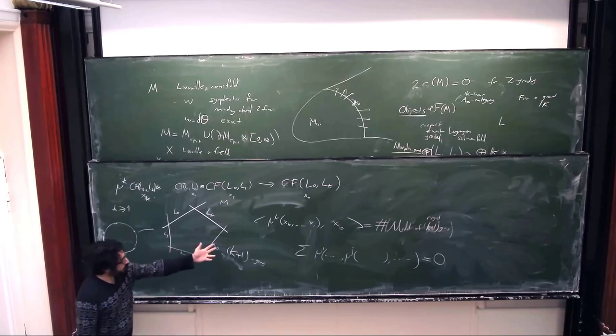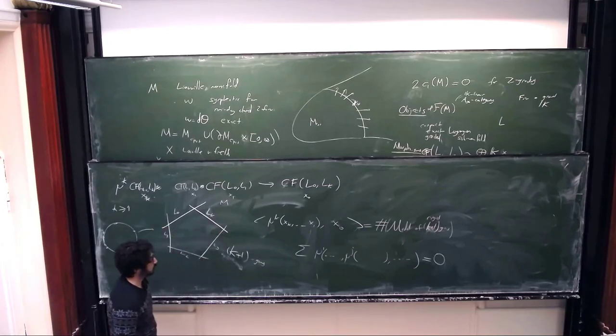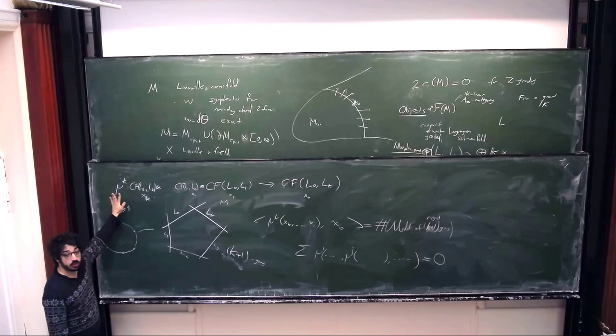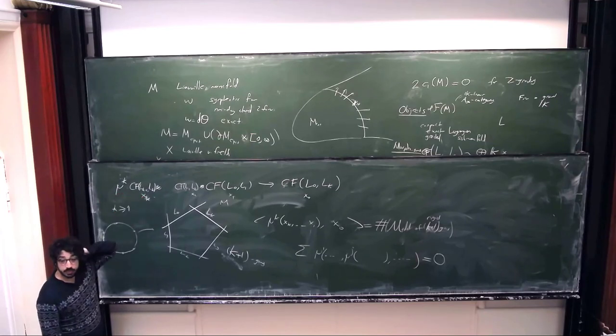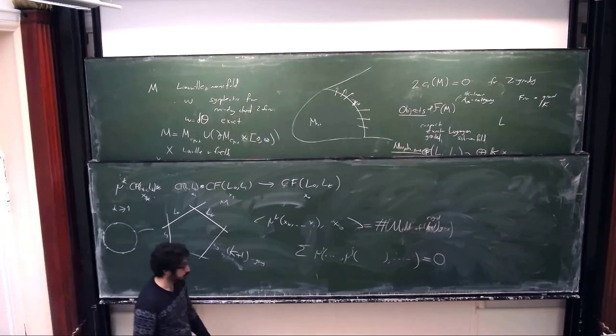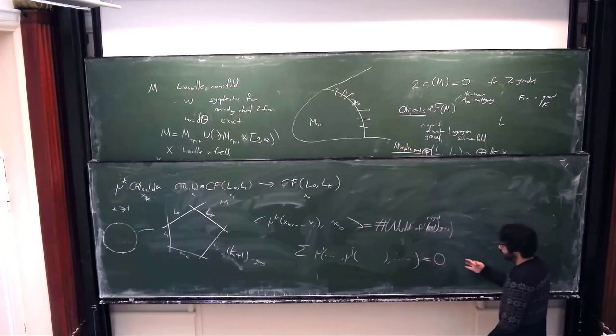If you've never seen this, it might look a bit too mysterious, but one way to think about it is, given these kinds of operations, you can construct a bar complex on this algebra, and then this is the d squared equals zero relation on that bar complex. And this is given to us by symplectic geometry.